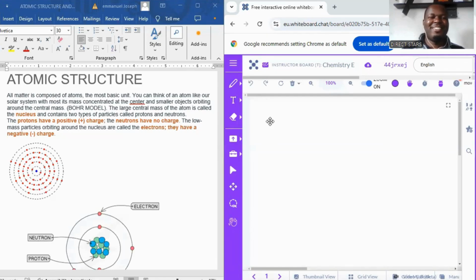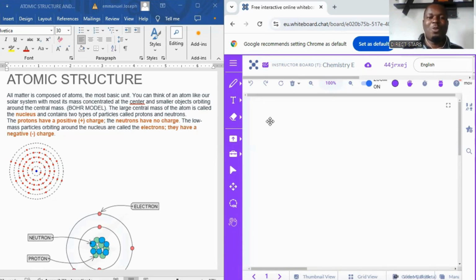Hello, class. Today we'll be looking at atomic structure. So today we'll be looking at some of the particles you can find in an atom, their charges. We'll also be looking at the meaning of atomic number and mass number.